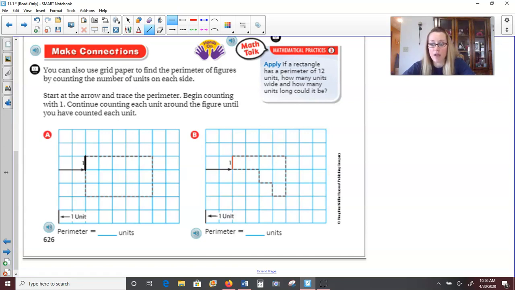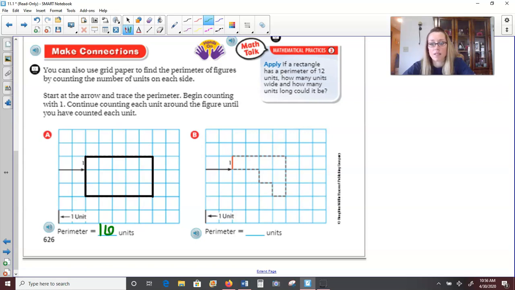So let's count across this rectangle and find the perimeter. So I just traced 1 unit, 2, 3, across the bottom, 4, 5, 6, 7, 8, up the other side, 9, 10, 11, 12, 13, 14, 15, 16. So a perimeter of 16 units.